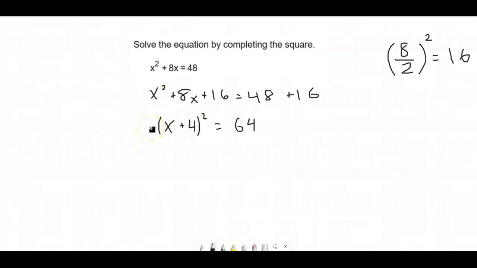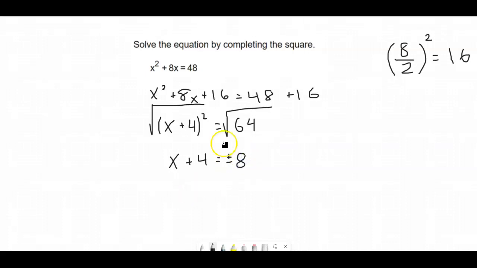Okay, now we have this binomial squared by itself. There's no numbers out front. There's nothing adding or subtracting outside of that binomial. So that's where we want to be, so we can take the square root of both sides. So if I take the square root of both sides, on the left, that just cancels out the squared, so I'm going to get x plus 4. And on the right, we're going to take the square root of 64. Now remember, since we're also taking the square root of a variable, we need to use plus or minus. So plus or minus 8. That's the square root of 64.